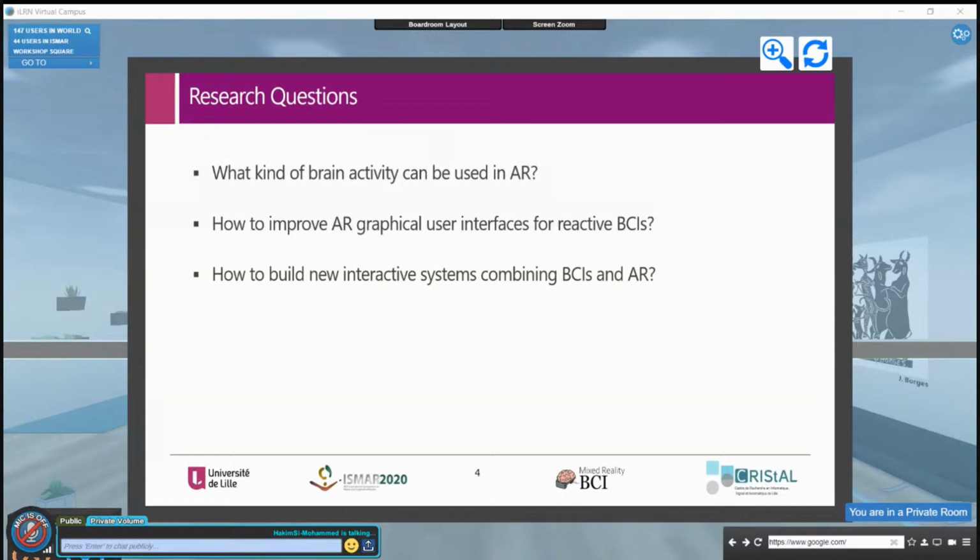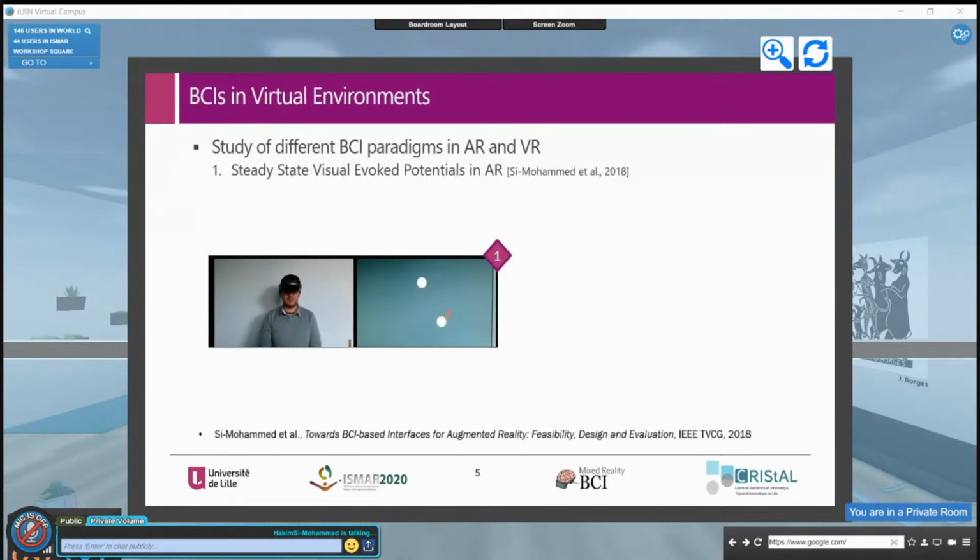And then lastly, how can we take this combination a little step further into building new interactive systems that exploit brain-computer interfaces in the scope of augmented reality? So in order to try to answer some of these questions, we have had the occasion to study several BCI paradigms in the scope of augmented reality. The first one was the steady-state visual evoked potential, which is based on, as Anatole mentioned, focusing on flickering targets in order to send a command.